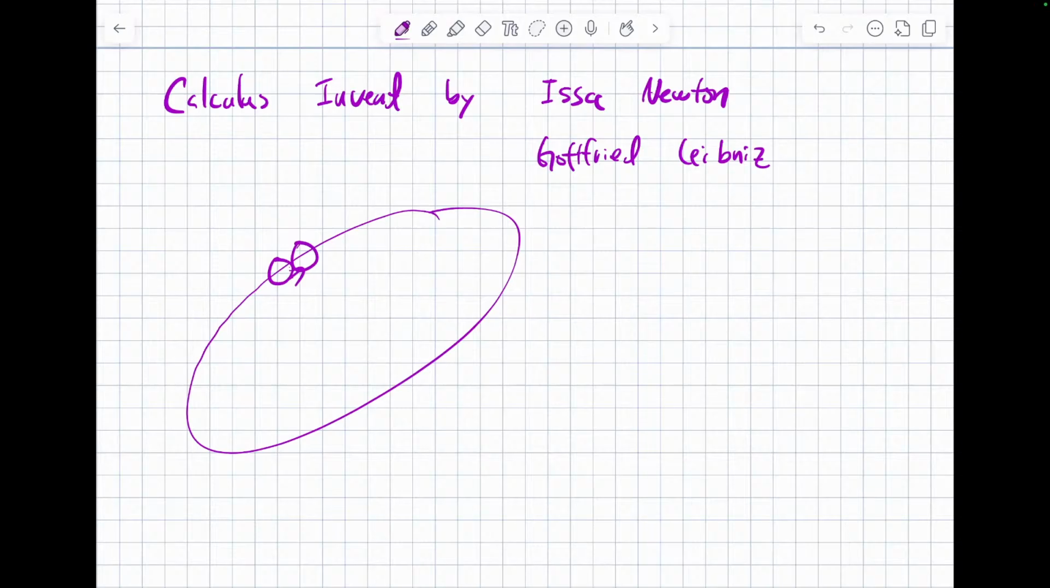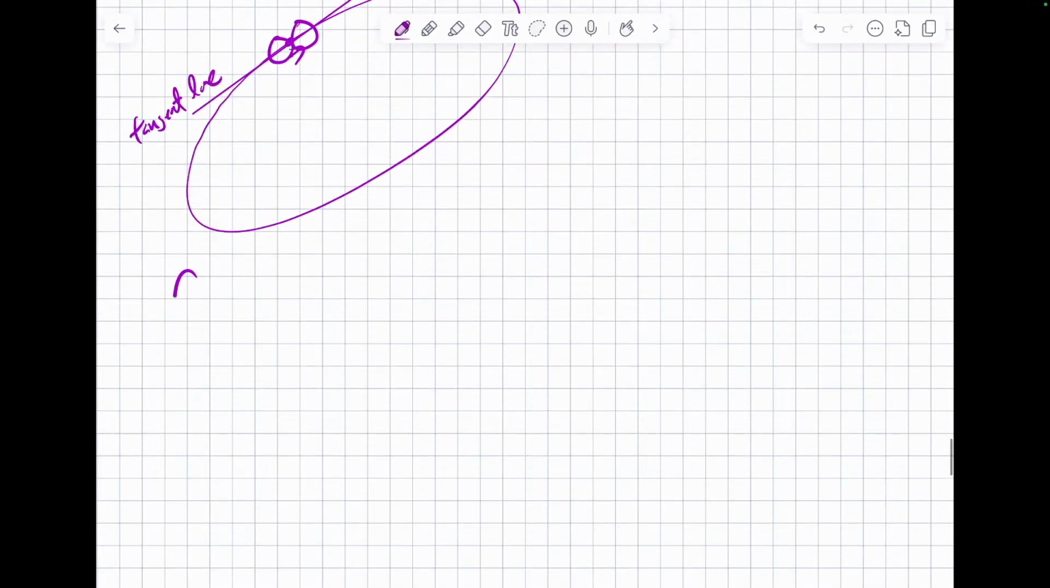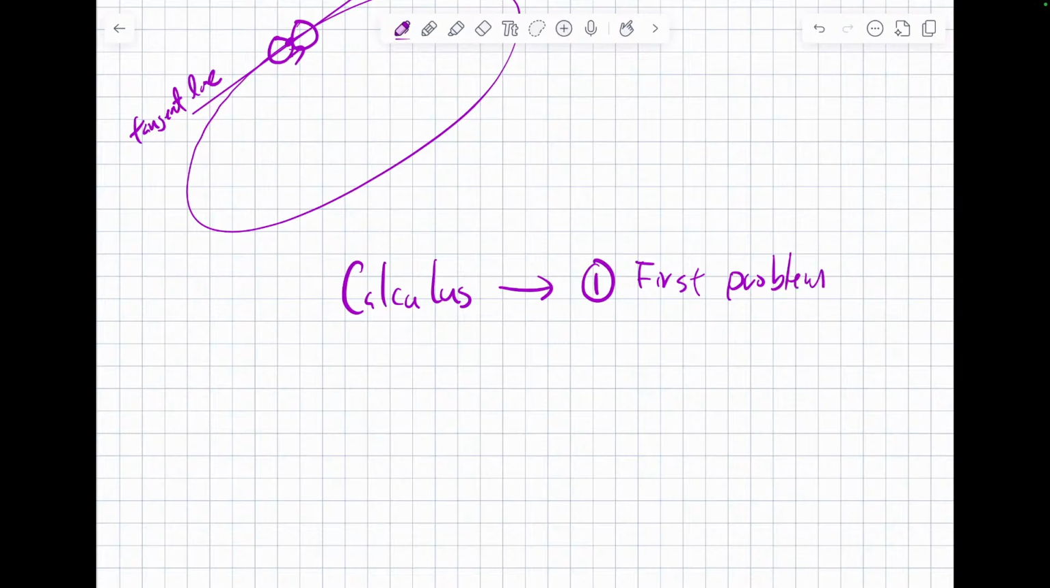So then he said, well, the speed is equal to the tangent line, which is the line here, also known as the tangent line. So he proposed, hey, can anybody solve the tangent line problem? Calculus came up with the first problem, which is very well known as the tangent line problem.